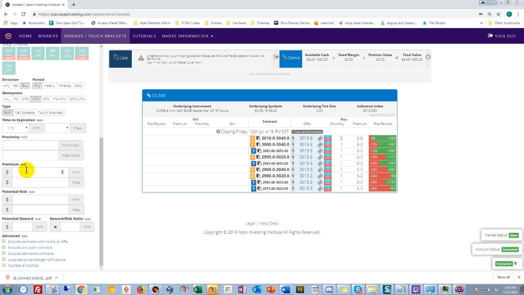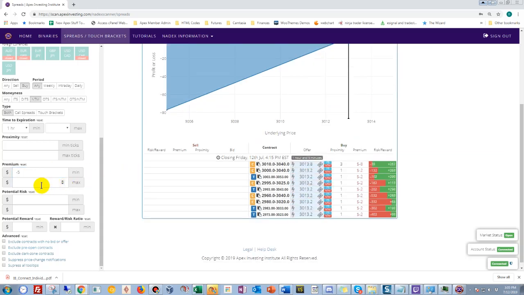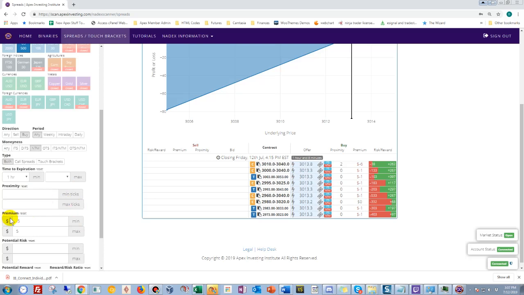And then I could say, I don't want anything more than, we'll just say -5 proximity and premium. Again, you can always reset that just by clicking the reset icon. But instead of proximity, since again, we already have that filtered, and we're not really worried about premium because we got near the market contracts, they shouldn't have a large proximity.